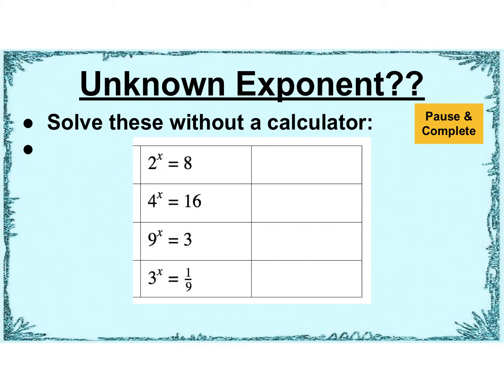So we're thinking 2 to the x equals 8. Well, how many times do I have to multiply 2 by itself to get 8? That's going to be 3. 4 to the what is 16, that's 2. 9 to the what is 3, but I notice I'm getting smaller. I'm not raising it to the 2 or 3 or 4, getting bigger, but I'm getting smaller. So this is actually to the 1/2.